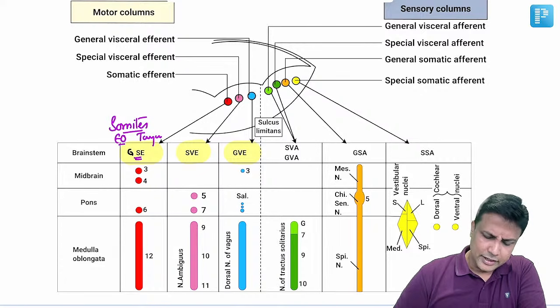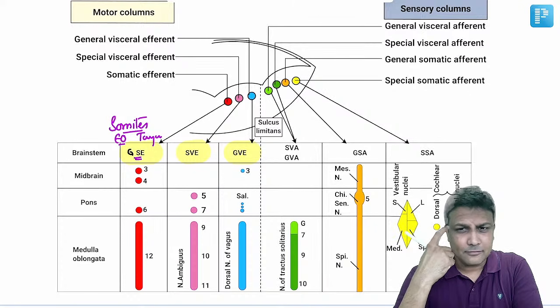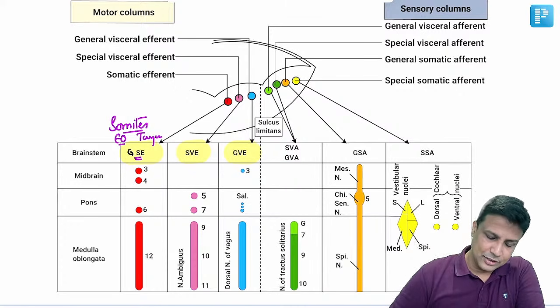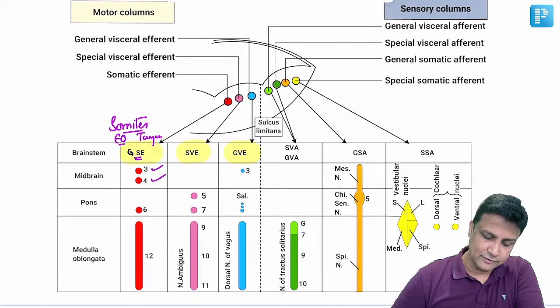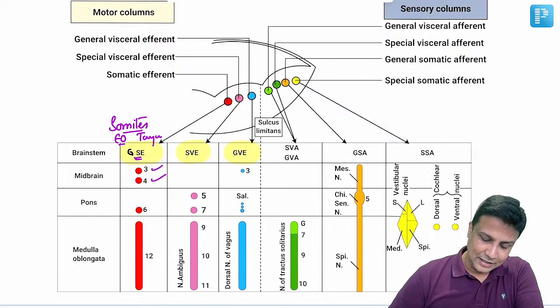Okay. Extraocular muscles: SO4, LR6, rest all by 3. They are supplied by these nerves. Therefore, the third and fourth nerve nuclei will be located in the midbrain. We know that very well. And the sixth nerve nucleus will be located in the pons.